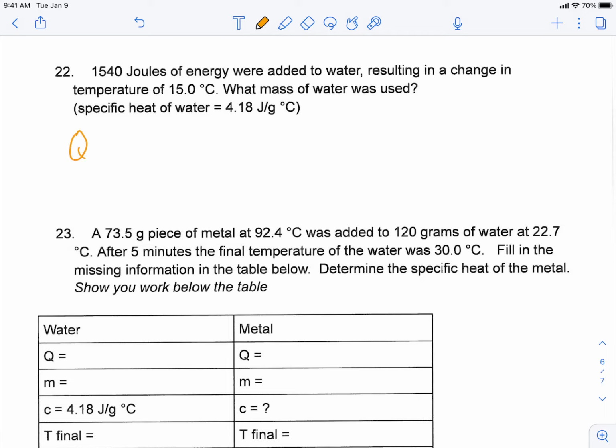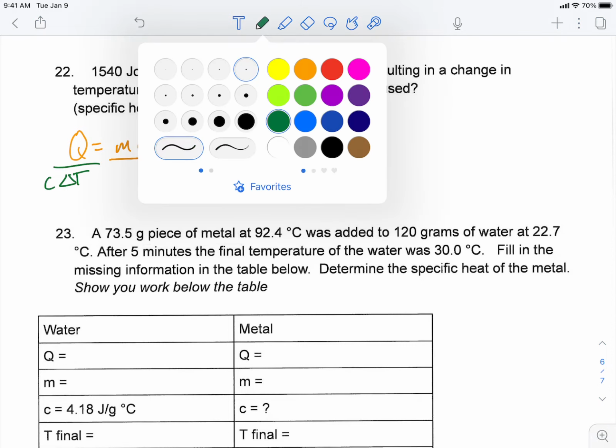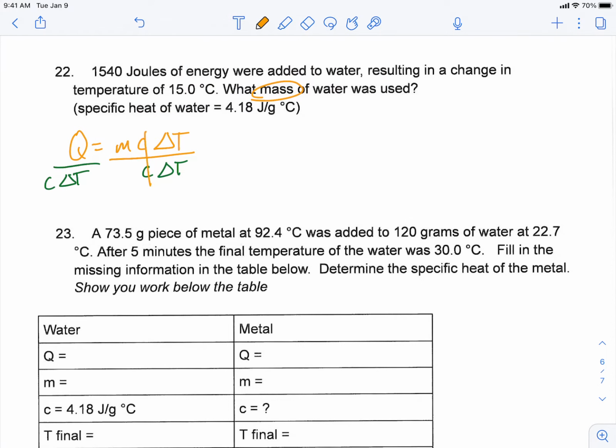So our heat formula, I always like to write it down before I rearrange the equation if we need to. We are solving for a mass, so if I rearrange my equation solving for mass, then C delta T needs to be divided out. So these cancel here. My new formula is mass equals Q over C delta T.